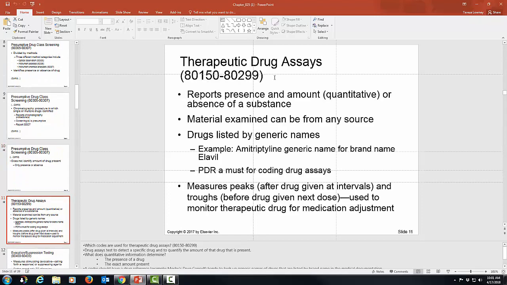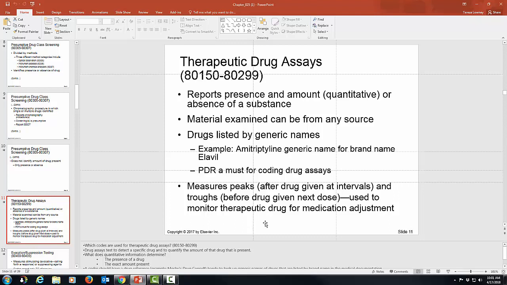Therapeutic drug assays, however, report both the presence and the amount, the quantitative, or the absence of a substance. The material can be examined from any source. Be sure to read the note in your CPT book, page 498, for all of the acronyms and identifications, and it's page 655 in your textbook. All of the drugs here are listed by generic names. For example, amitriptyline is the generic name for Elavil. So you need to make sure that you've got a PDR handy if you're coding drug assays. You want to make sure that you're coding exactly the right thing.